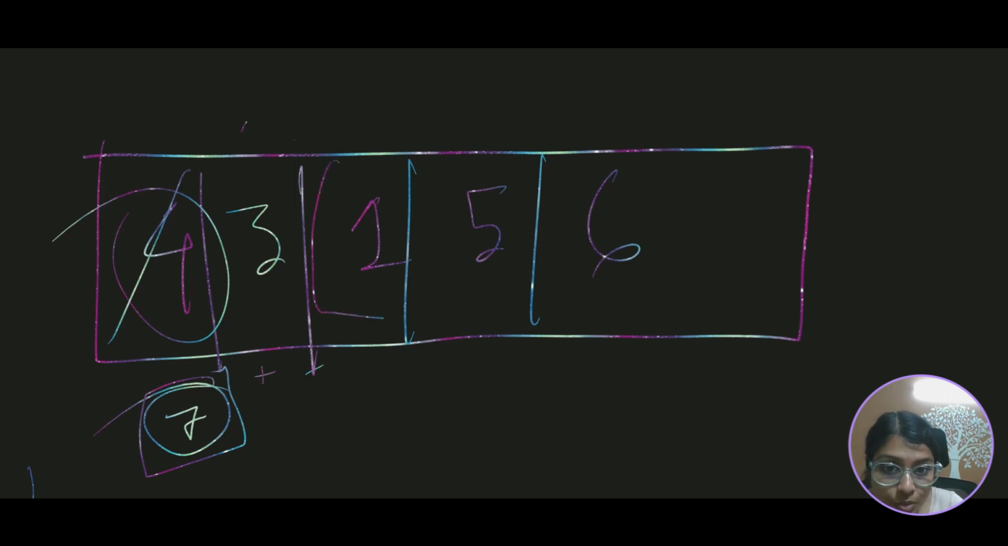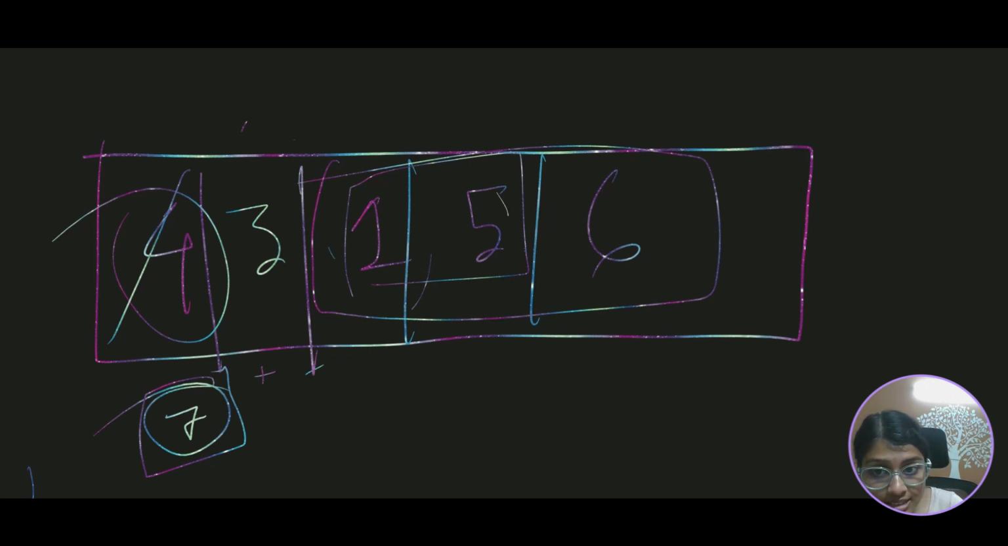Now let's start from 1, 5, 6, or start from 1 basically. So the first subarray that can be there is 1 and 5. So the summation is 6, which is still less than 7. So 7 is not getting updated. Then 1, 5, 6, again, smallest and second smallest summation is 6, which is not greater than 7. We are letting it go.